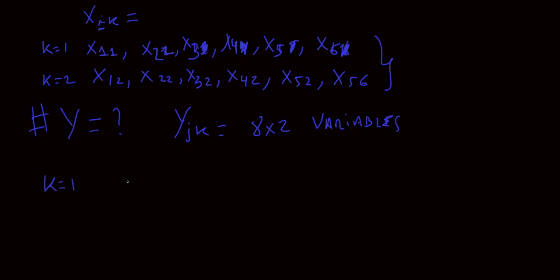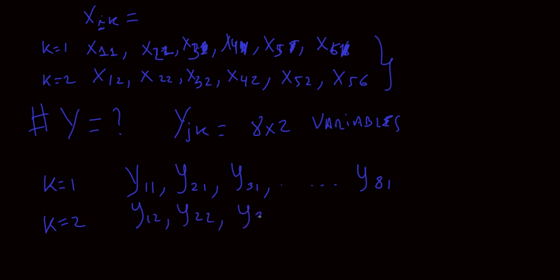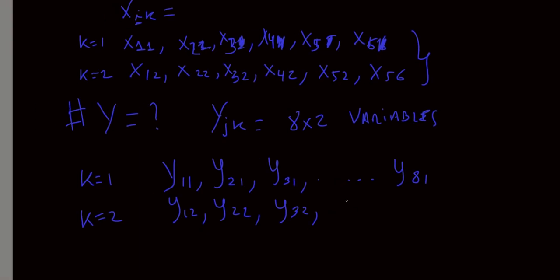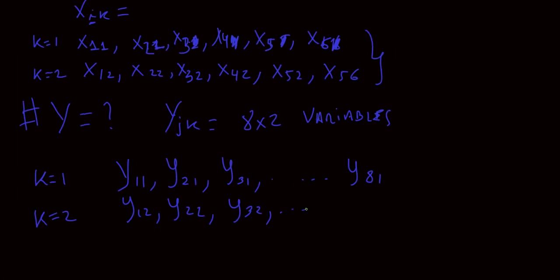If k is equal to 1, I have to make the expansion over j: y 1 1, y 2 1, y 3 1, up to y A 1, A variables. If k is equal to 2, y 1 2, y 2 2, y 3 2, up to y A 2. So I have A times 2 variables here.